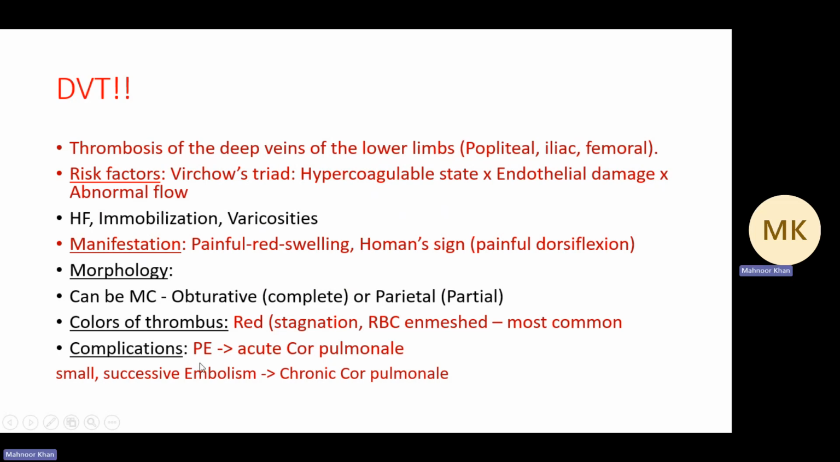Complications are very important because it results in a pulmonary embolism, which in an acute setting, if it is a big enough emboli, can result in acute cor pulmonale, right-sided heart failure, or if it is a small emboli, then successively in a chronic setting, it can become chronic right-sided heart failure or chronic cor pulmonale.